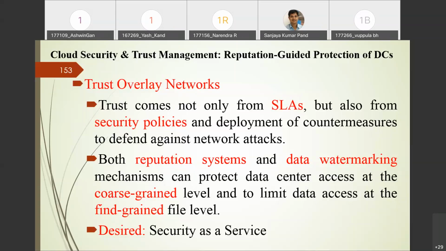So what do we need? We need explicit security as a service in order to deal with these issues, right? All the issues covered in this section, if they are provided in the form of security as a service, like infrastructure as a service, platform as a service, and software as a service, then more things can be explored by a cloud service provider.